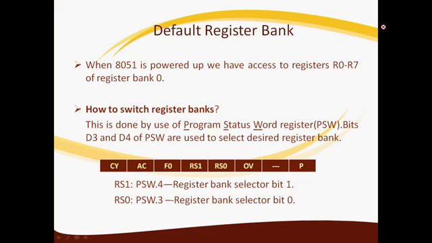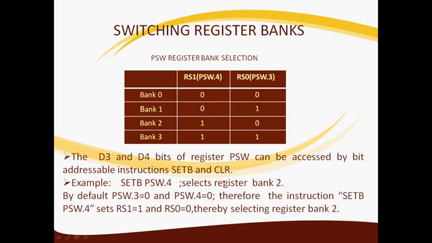So by default, whenever we switch on the 8051, the register bank which is set is register bank 0. However, we can switch to other register banks by the use of a register called program status word. The third and fourth bit, this bit and this bit, are used to switch to the other register banks, and this is how we do it.